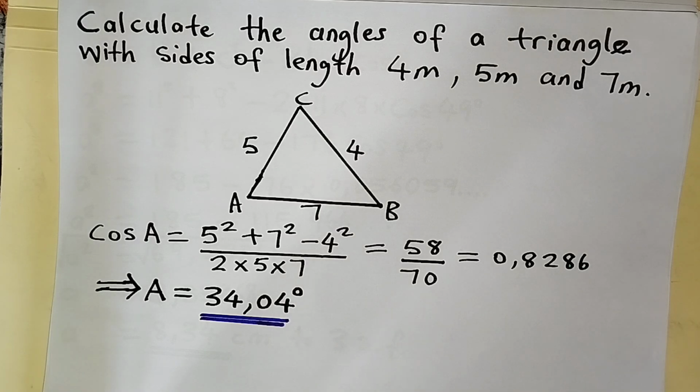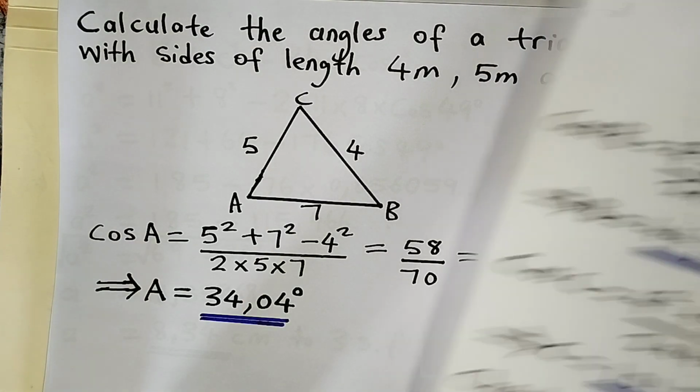When you go to your calculator, if you press the second function button or the inverse button, and then you enter cos, and then put this decimal, you will get your angle A as 34.04 degrees, to 2 decimal places.